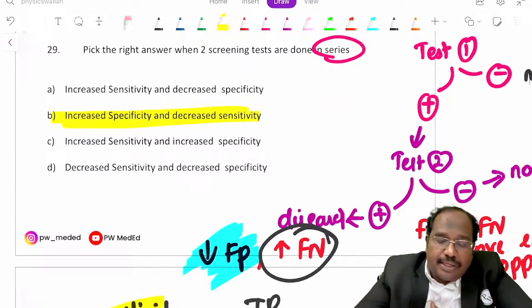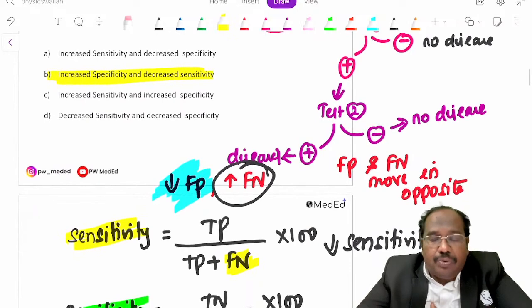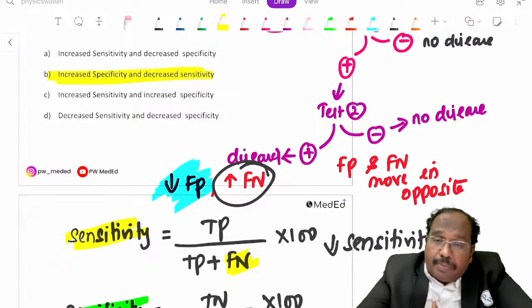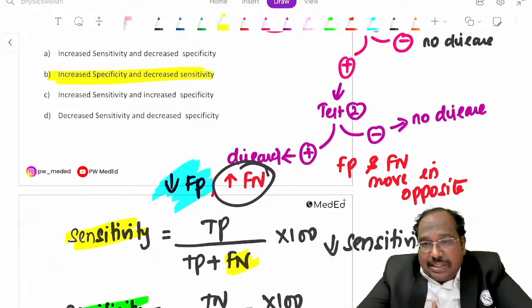So you are going to do two tests. First, one test. If it is positive, do the second test. So ELISA positive, then you do the Western blot. Okay, for understanding we will take that the Western blot is also positive. We are going to call the person diseased, right?